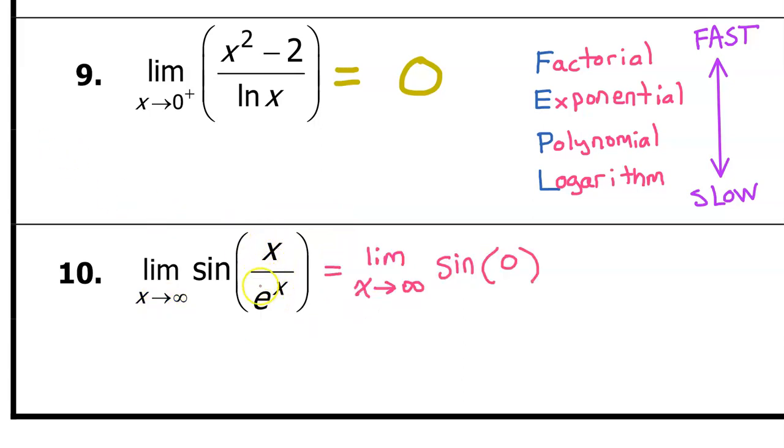FEPL tells us that the value of the fraction on the inside is approaching 0 as x approaches infinity. So the limit of the sine of this fraction as x approaches infinity will equal the limit of the sine of 0 as x approaches infinity. But we know that the sine of 0 is 0. So the limit as x approaches infinity is 0. So that's it. You really could have done all of this in your head and just put 0 for the answer, like we did on number 9.